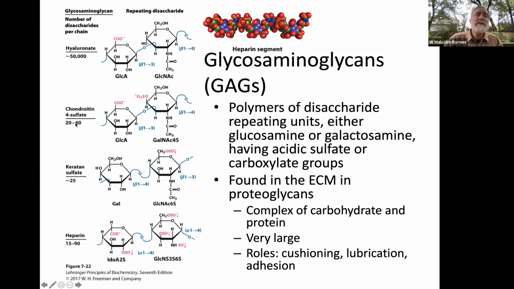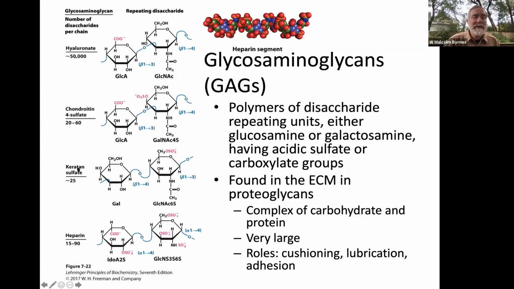In chondroitin 4 sulfate, this is a much smaller polysaccharide, having only 20 to 60 of these disaccharide units, which contain gluconate, linked via a beta-1,3 linkage to N-acetylgalactosamine, galactosamine, not glucosamine. See how that has been modified on the 4th carbon with the sulfate. See that sulfate there? So instead of an OH of galactose, we've got a sulfate group. And then this disaccharide is connected to the next one by a beta-1,4 linkage.